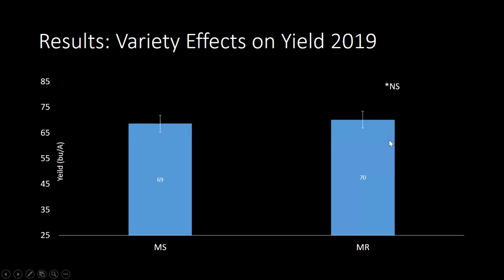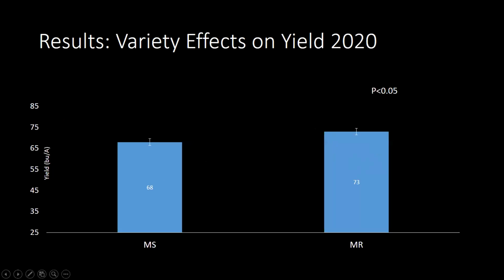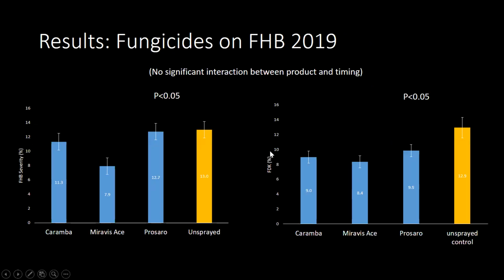And the other thing, back in the day when we first started looking at some of these resistant or moderately resistant varieties, they had these big yield drags on them. And we're not really seeing that with a lot of these newer varieties. So here in 2019, there was no difference in yield, even though there was a difference in head blight. And in 2020, our moderately resistant one actually did better than our moderately susceptible one. So if you get yourself a good moderately resistant variety that fits into your program, that can be a real help for you with managing Fusarium head blight.